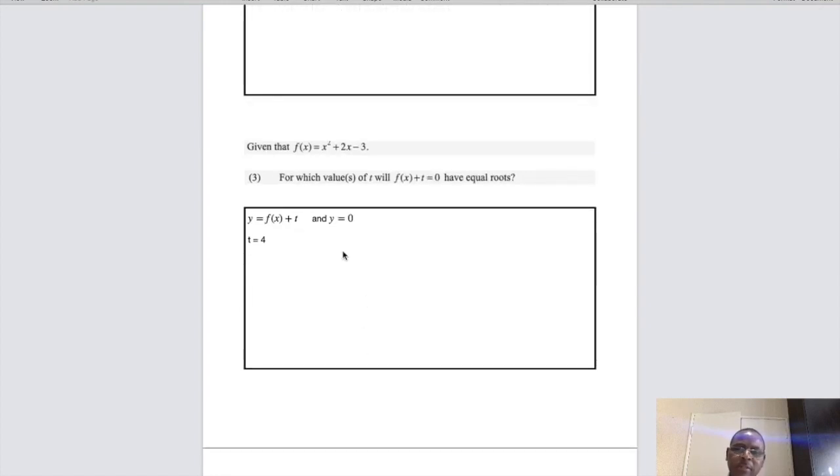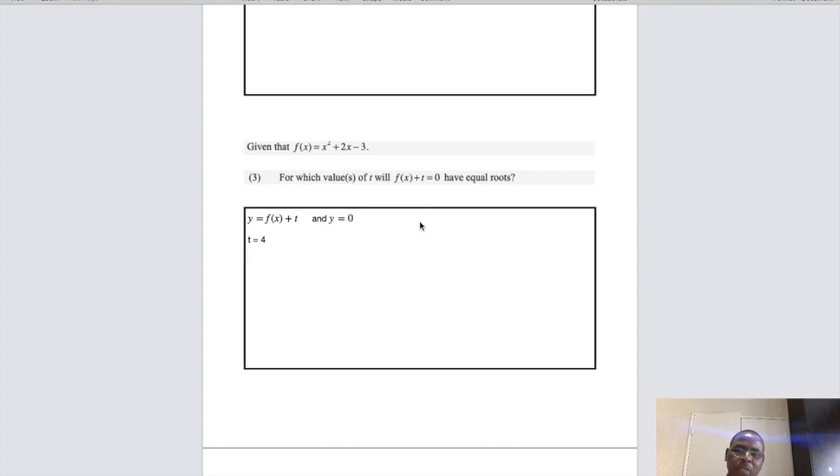This one is asking us, for which values of t will the equation f of x plus t is equal to 0 have equal roots? First of all, if you look at the left-hand side, we are given our function of x, which is that quadratic function there, then plus t. And we know a lot about adding a number to a function. The t that we are adding there tells us that the function f will be shifted t units vertically.